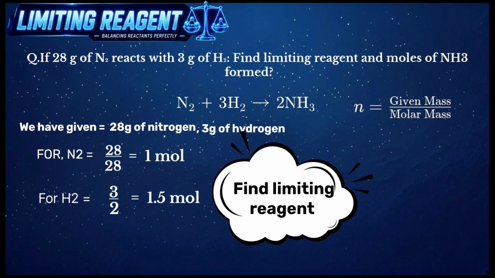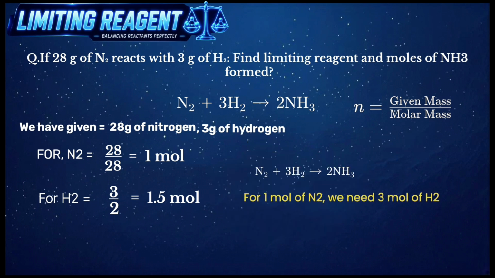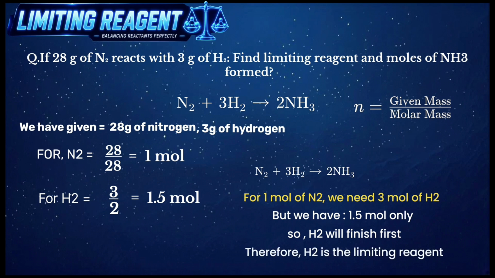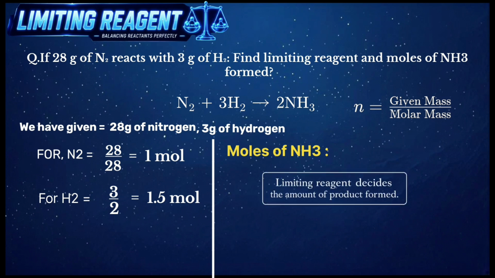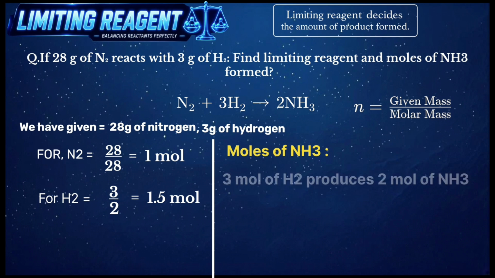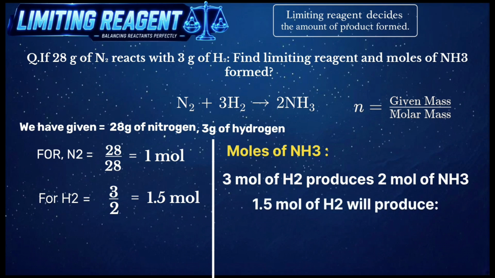Find the limiting reagent. From the equation, for 1 mole of nitrogen, we need 3 moles of hydrogen. But we have 1.5 moles of hydrogen only. So, hydrogen will finish first. Therefore, H2 is the limiting reagent. Find moles of NH3 formed. As we know, the limiting reagent decides the amount of product formed. From the equation, 3 moles of H2 produces 2 moles of NH3. So, 1.5 moles of H2 will produce 1 mole of NH3.